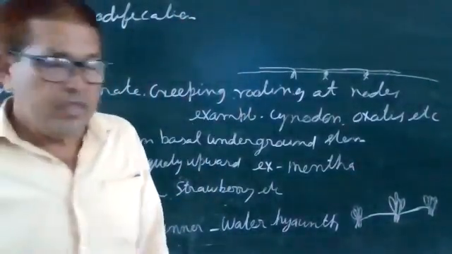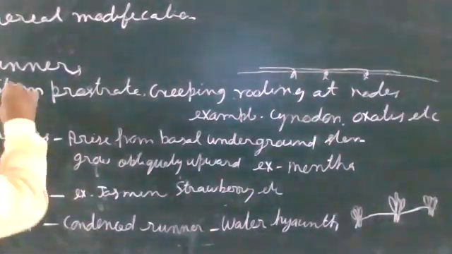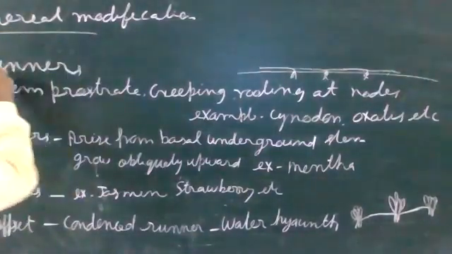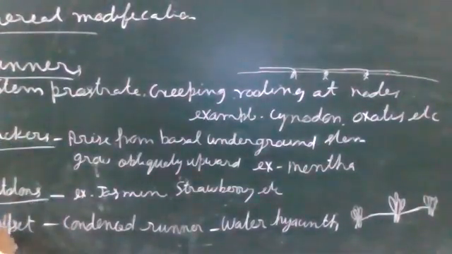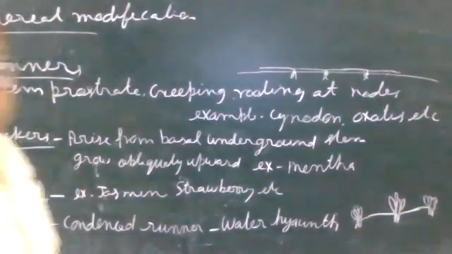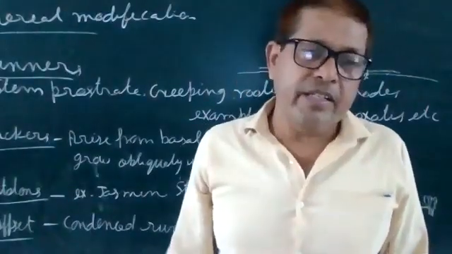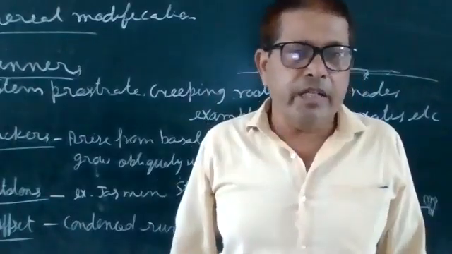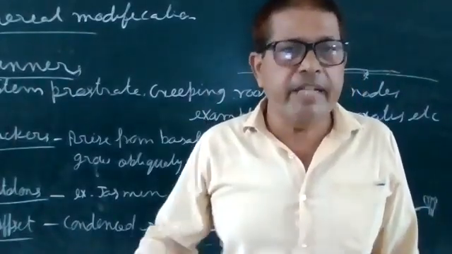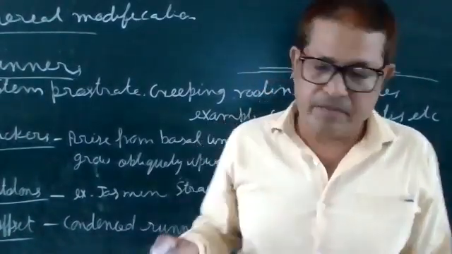These are the offsets. So we have studied different types of modification: runners, suckers, stolons, and offsets. Now, next one is the aerial modifications. Aerial modification means the stem remains in the air and becomes modified to perform some other functions.